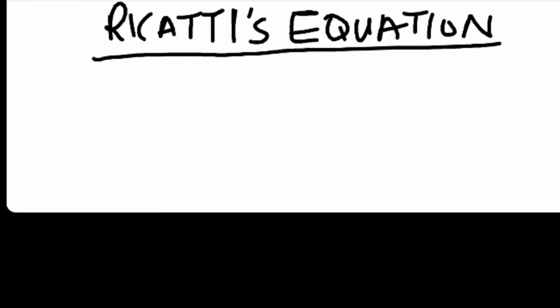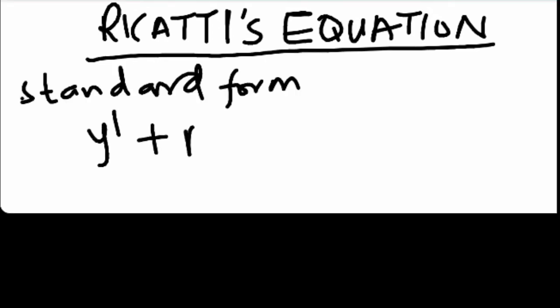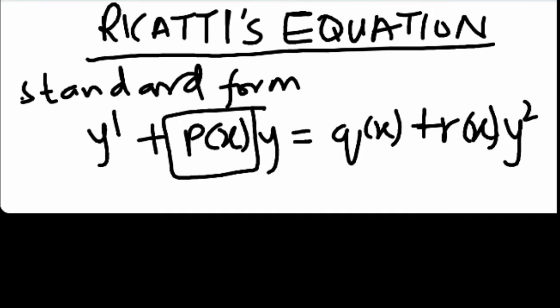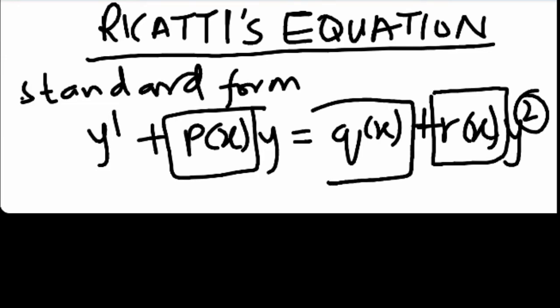So the standard form of a Riccati equation is y prime plus p(x) y is equal to q(x) plus r(x) y squared. So Riccati is just saying that if you have a function of x multiplying y, you have a function of x multiplying y squared, and there is another function of x standing alone with your derivative also in an equation, that equation is a Riccati's equation.